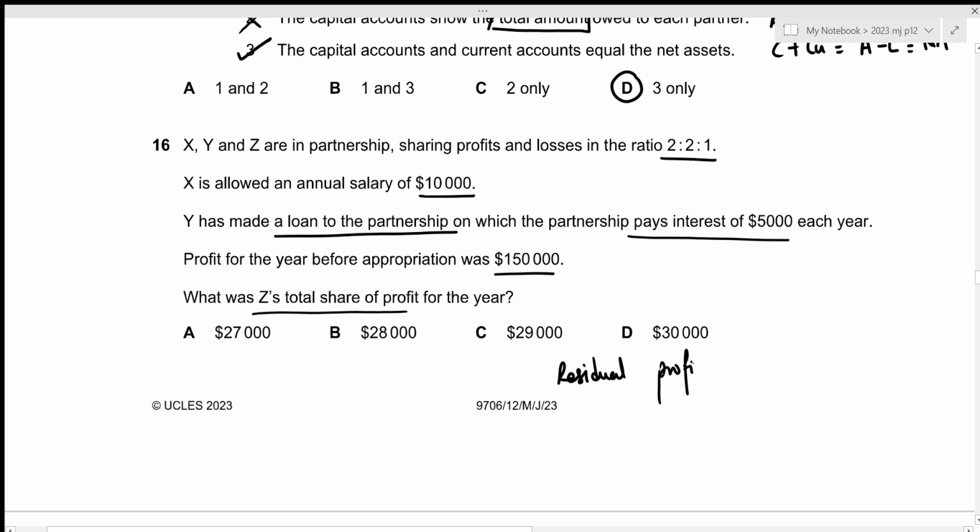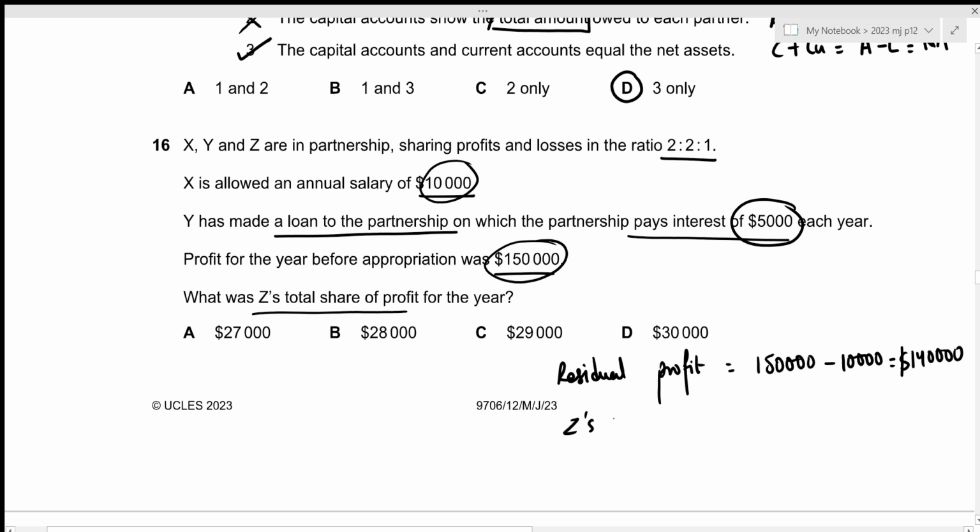We'll start with profit for the year before appropriation, which is 150,000. Then we need to subtract annual salary because the partnership will pay this amount. Then we are also given the interest on loan, but remember that interest on loan will be already adjusted while figuring out profit for the year. So we do not need to adjust it again, which means that our residual profit is just going to be 140,000.